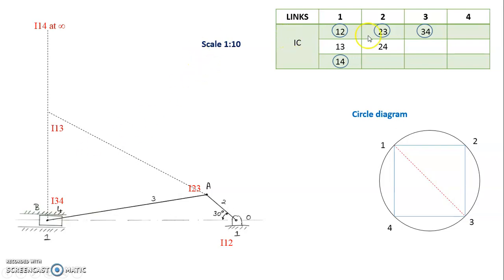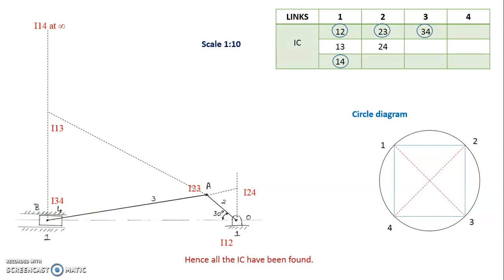Next, I will look at 2, 4. For 2, 4, draw a line from 1 to 4. Identify the 2 adjacent triangles, that is 2, 1, 4 and 2, 3, 4. First it is 3, 4 and 2, 3. Draw a line. Then from 1, 2 and 1, 4. 1, 4 is at infinity, right? So draw one more line, normal. Wherever that meets is the instantaneous center I24. So this is the way you find all the instantaneous centers.